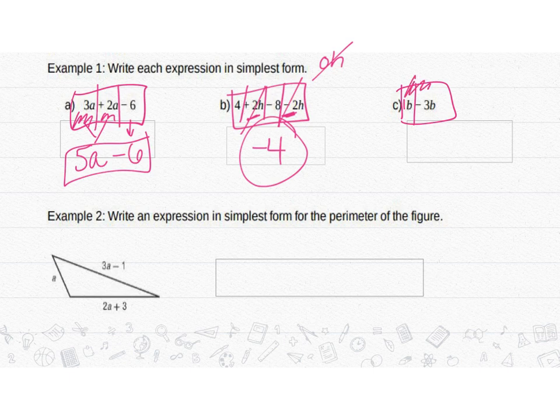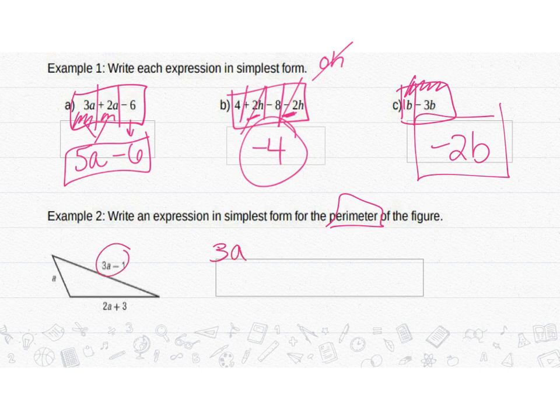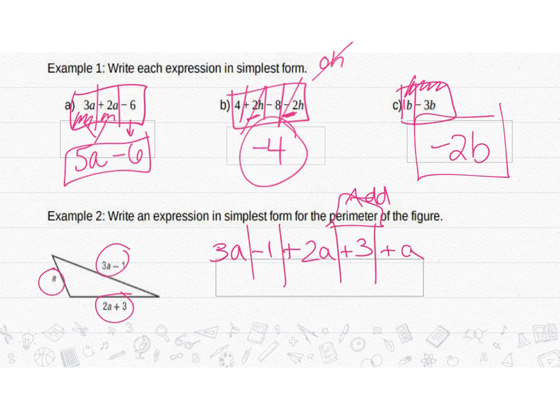And the last one, these are both like terms. 1b minus 3b, or 1b plus negative 3b, should give you negative 2b. The last one here, it says write an expression in simplest form for the perimeter of the figure. Perimeter means add up all the sides. So if we just add up all the sides, we have 3a minus 1 plus 2a plus 3, and then plus a. So from there, you can split up your terms.